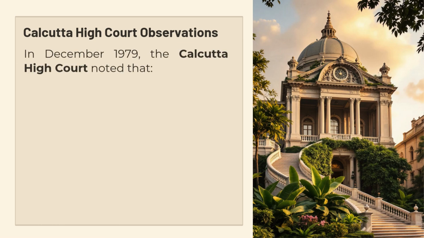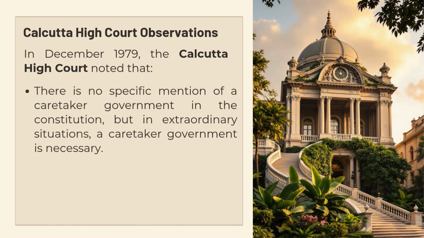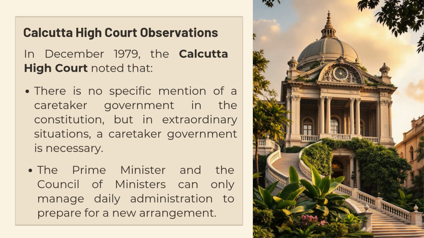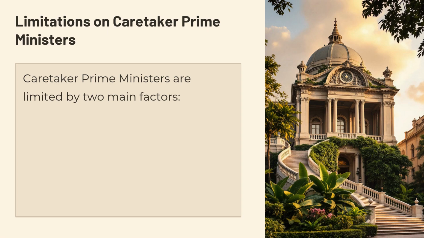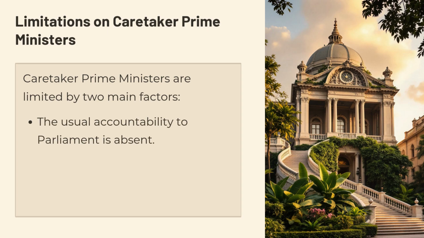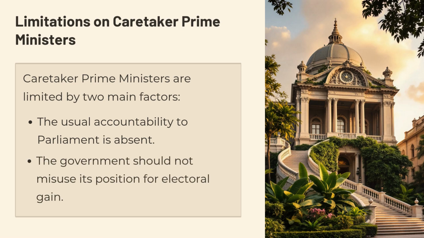In December 1979, the Calcutta High Court noted that there is no specific mention of a caretaker government in the Constitution. But in extraordinary situations, a caretaker government is necessary. The Prime Minister and the Council of Ministers can only manage daily administration to prepare for a new arrangement. Caretaker Prime Ministers are limited by two main factors. The usual accountability to Parliament is absent, and the government should not misuse its position for electoral gain.